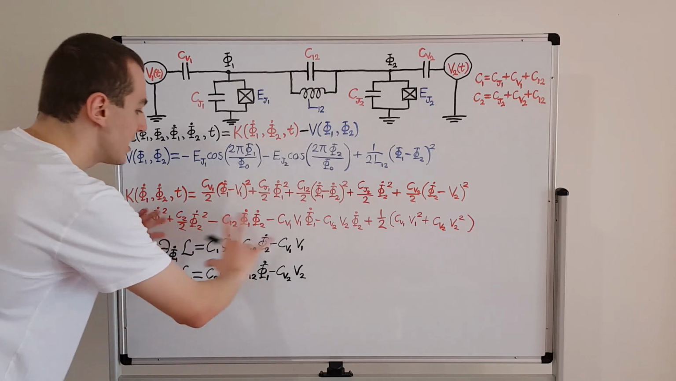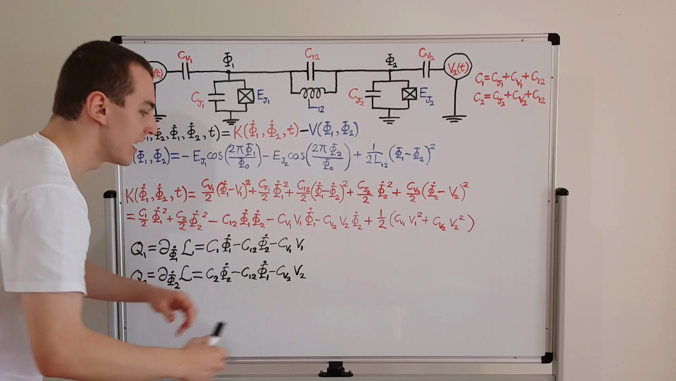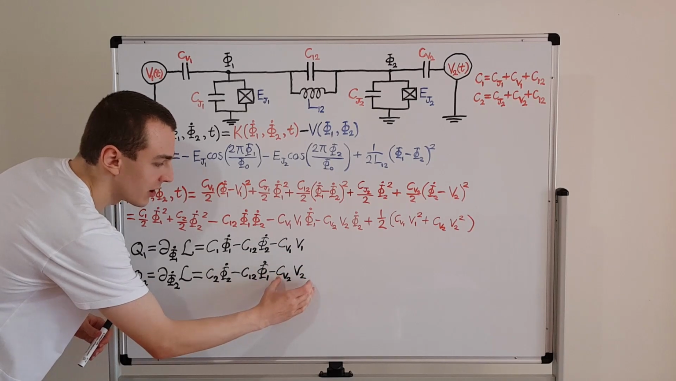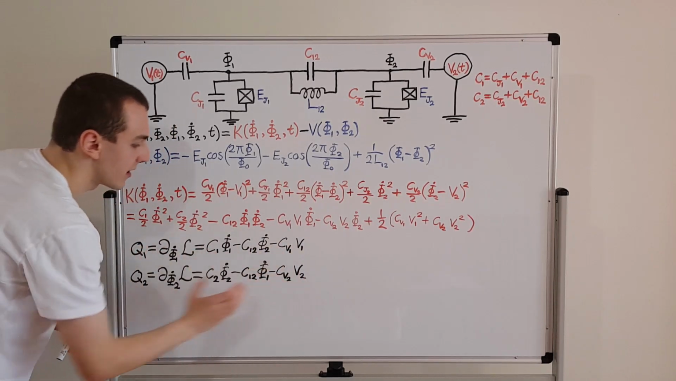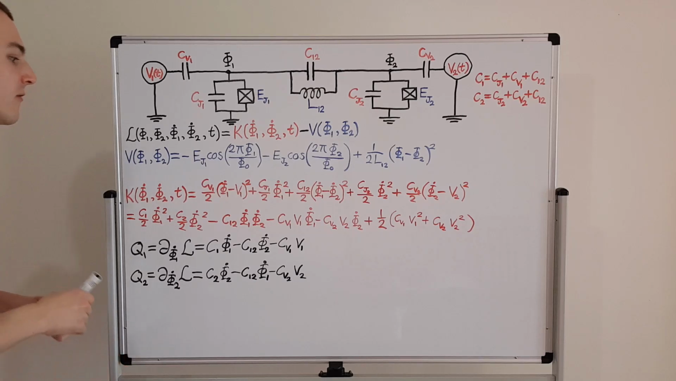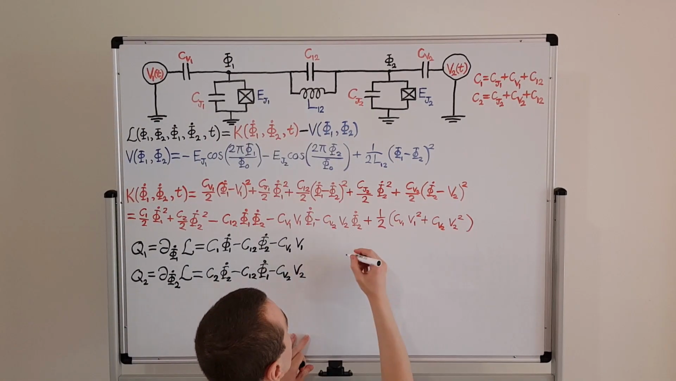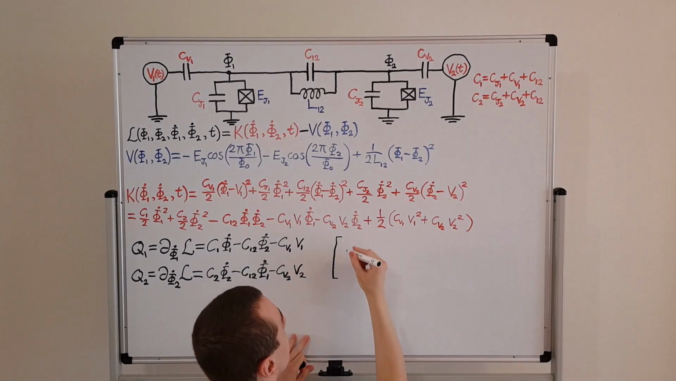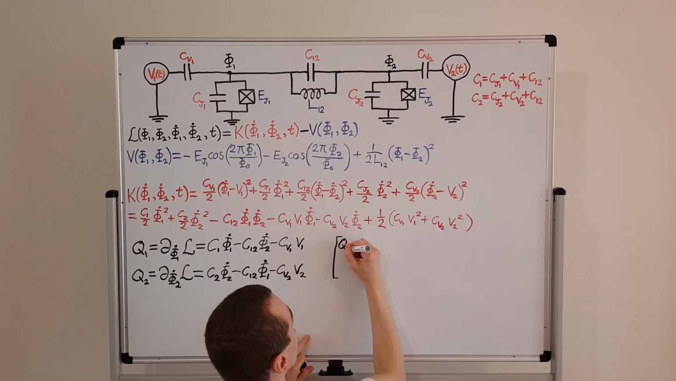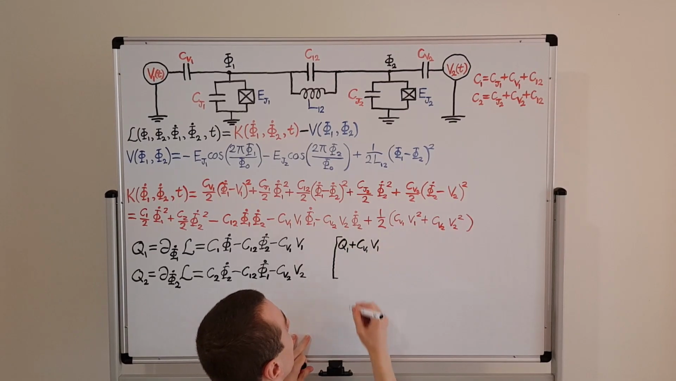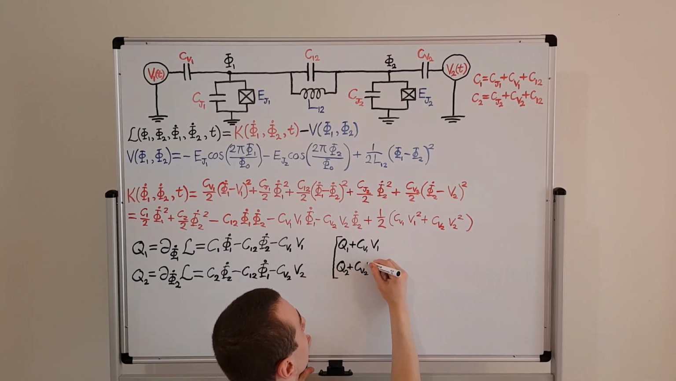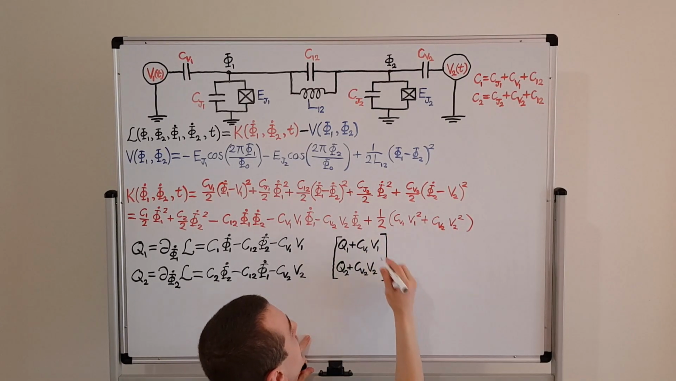And what's really neat about this form is that we can actually re-express it in a matrix equation. So what I'm going to do is take these terms over here and move them to the other side. And I'm going to write this as a column vector. In the first entry of the column vector, I'm going to have Q1 plus CV1, V1. And then I'm going to have Q2 plus CV2, V2. So this over here is my column vector.